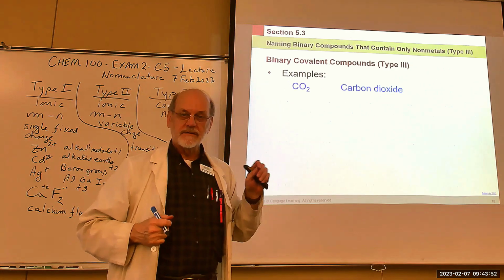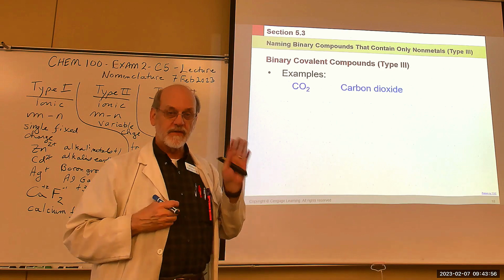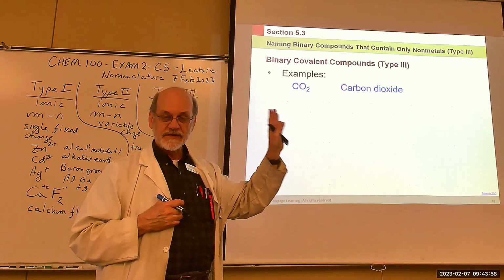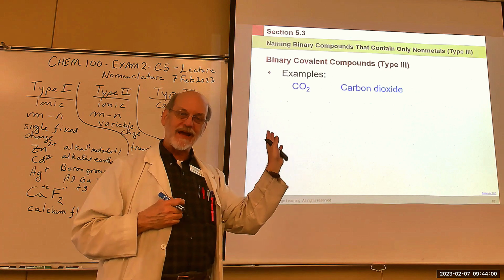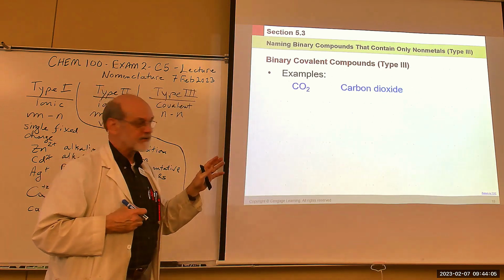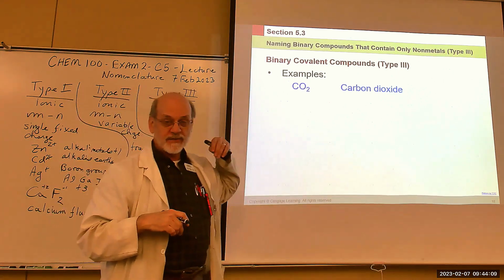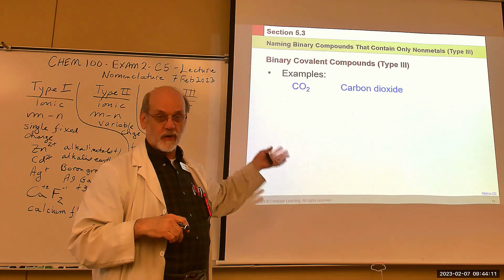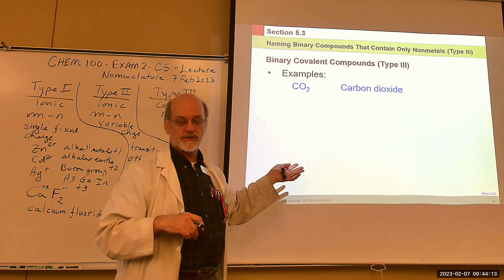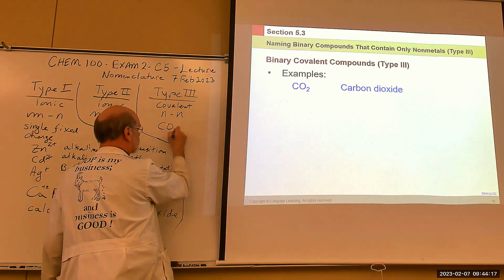Carbon and oxygen are both nonmetals. You know where they come from, the right-hand side of the table to the right of that black line. Carbon and oxygen are both nonmetals. That means if we have a compound and we have to be given the formula, we cannot deduce the formula. Carbon dioxide is like this.